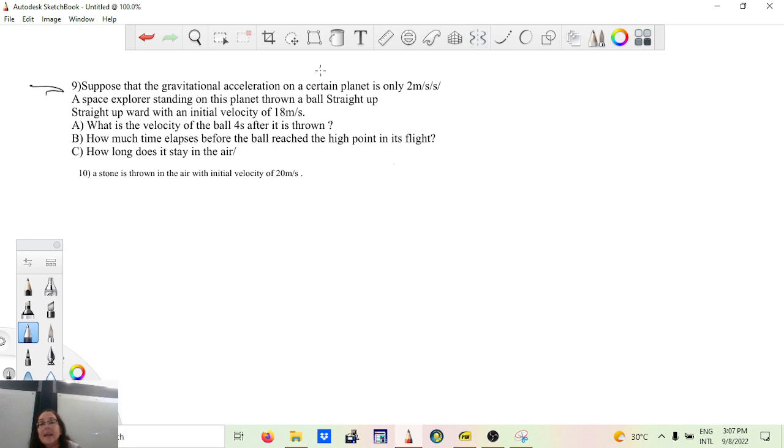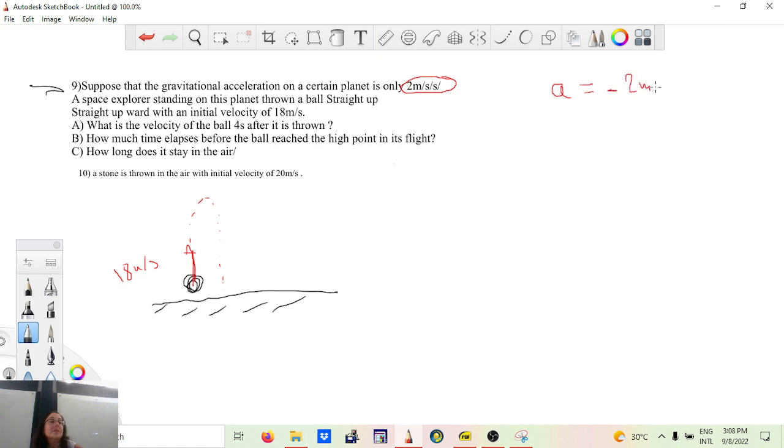Let's try to do this one. Yeah, it's a little bit tricky here. See, I try to trick you. Are we on Earth? No. So the acceleration, is it negative 10? No. So it's going to be what? Negative 2. Very good. So now the acceleration is negative 2.